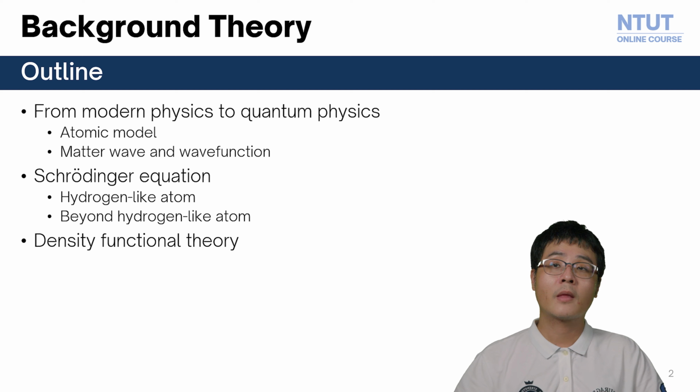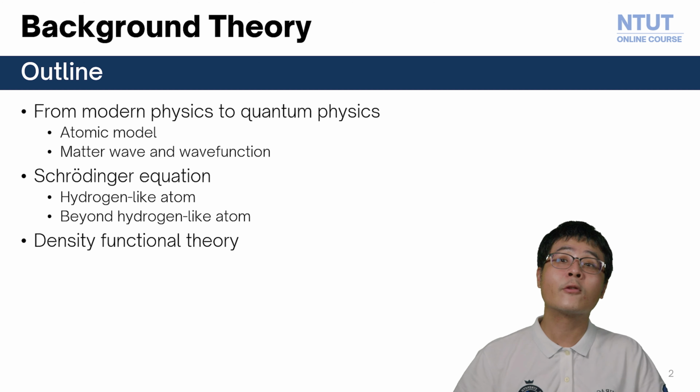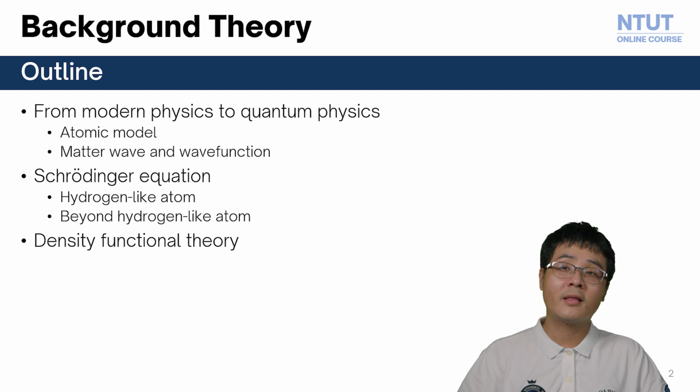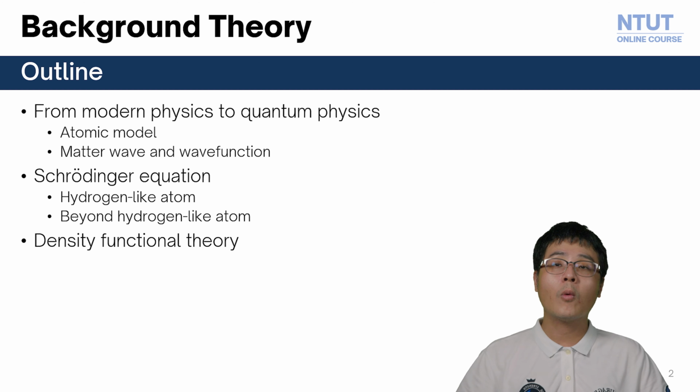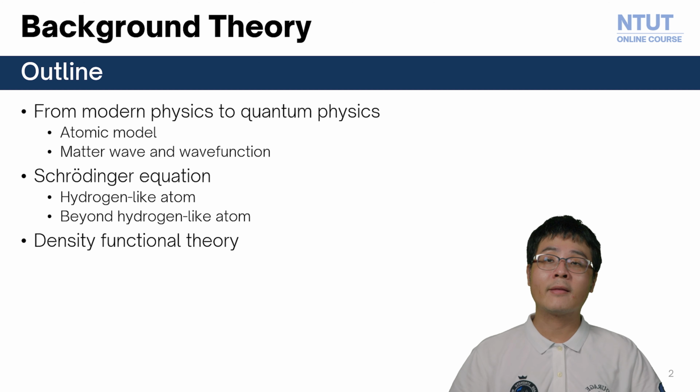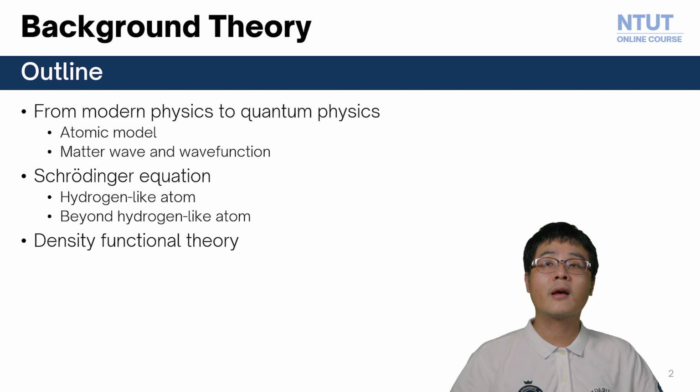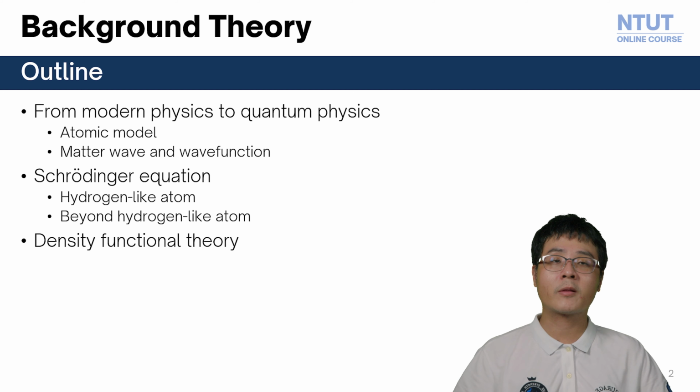in a system. And we will start from a hydrogen-like atom, and then we will further solve, or try to solve, the atom that is different from the hydrogen-like atom. And in the final place, we will introduce what is density functional theory, why we have to do that, and how to do it in evaluating a real system, a real material system.